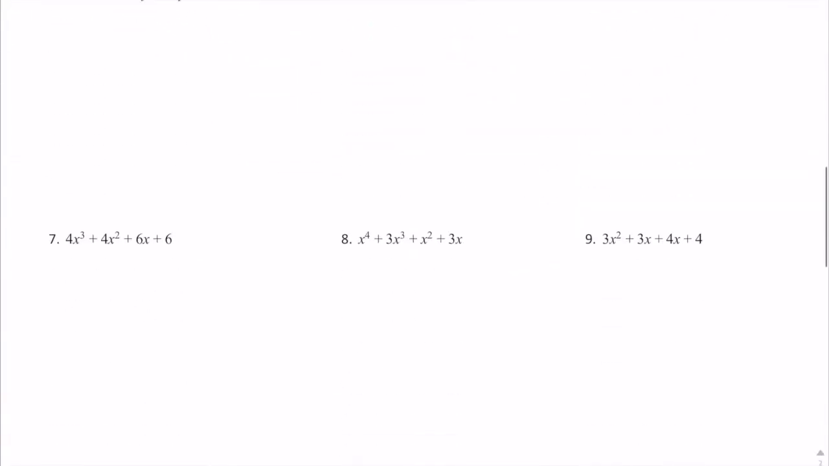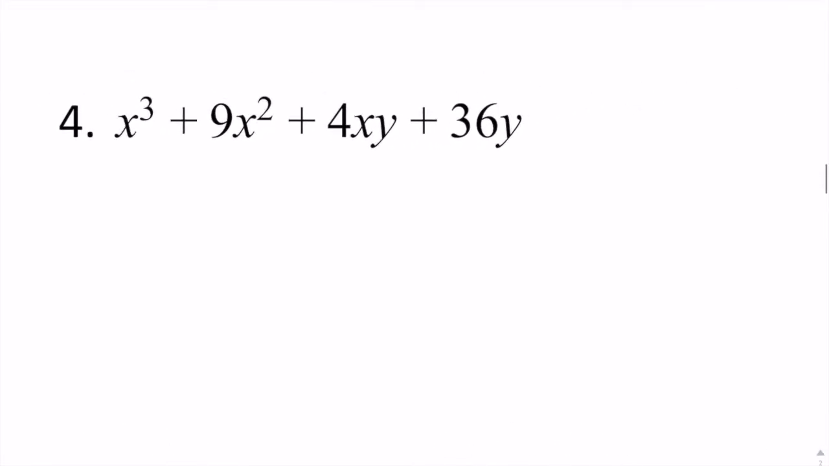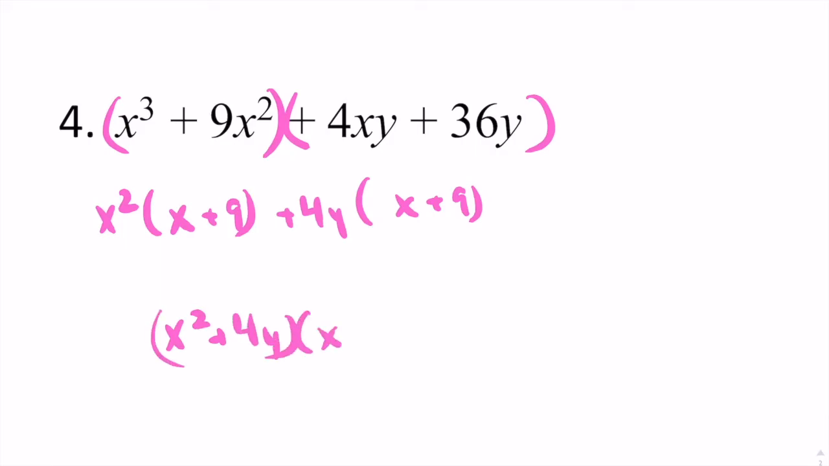Okay, all right. Wow, I signed a lot of these, huh? Well, it's good practice, even for me. So in this first one, I could take out an x squared. I'm left with x plus 9. Second one, I could take out a positive 4y. I should be left with an x plus 9. Then I get x squared plus 4y and x plus 9. Okay.